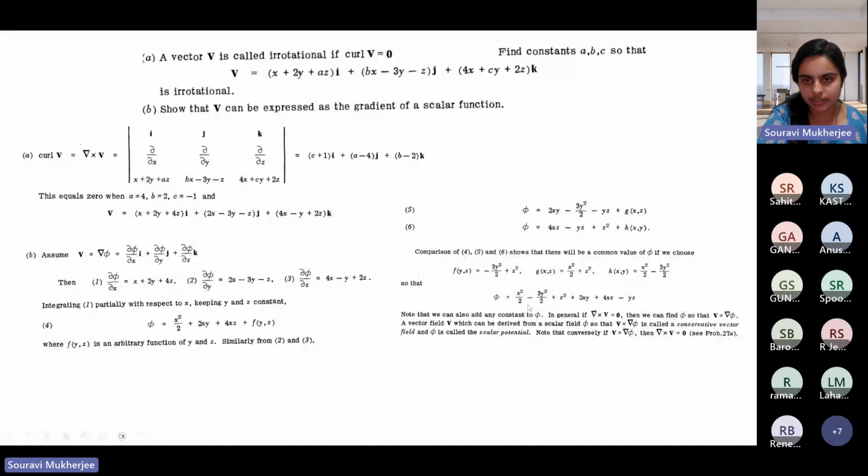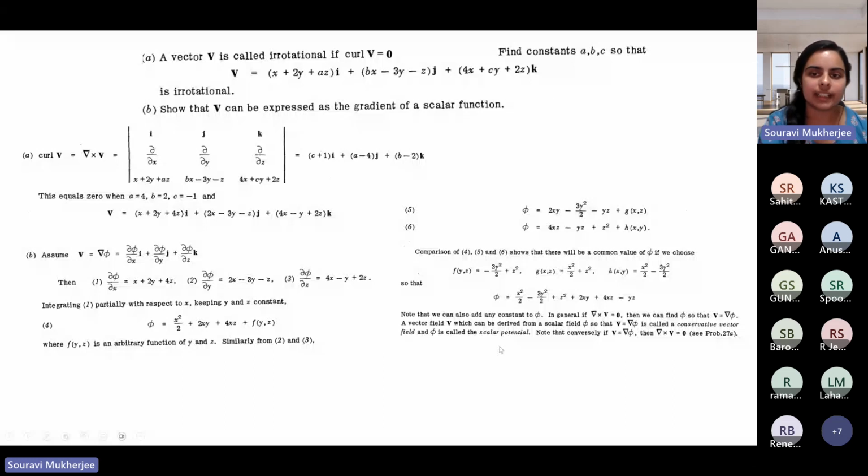So what you note here is that if this is your phi, what did you get? For your vector field, which was irrotational, you got some scalar phi, the gradient of which is equal to this vector, right? So whenever a vector can be expressed by a gradient of some scalar quantity, it's called a conservative vector field, okay? And this phi is called the scalar potential.